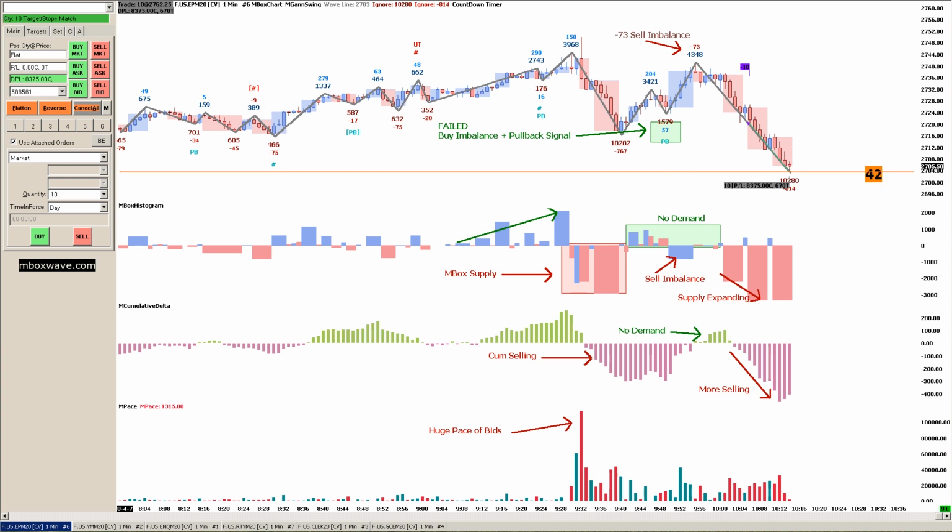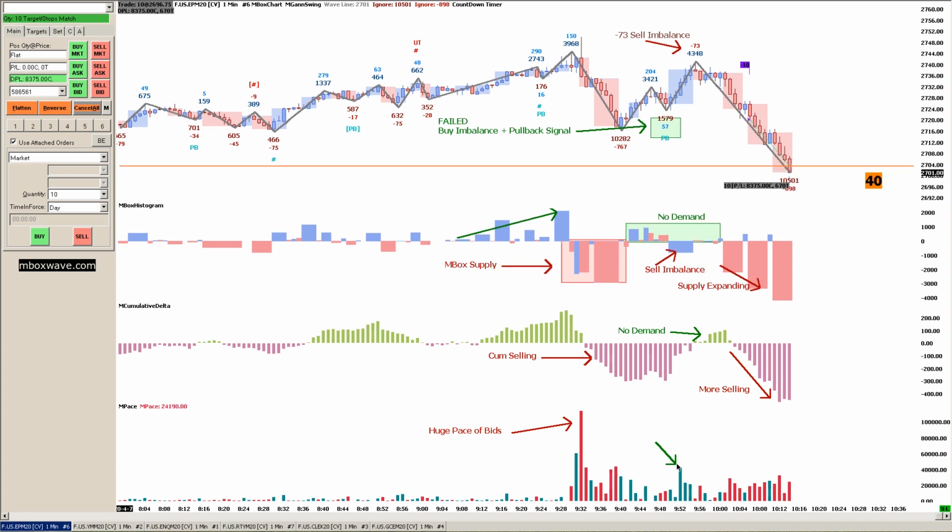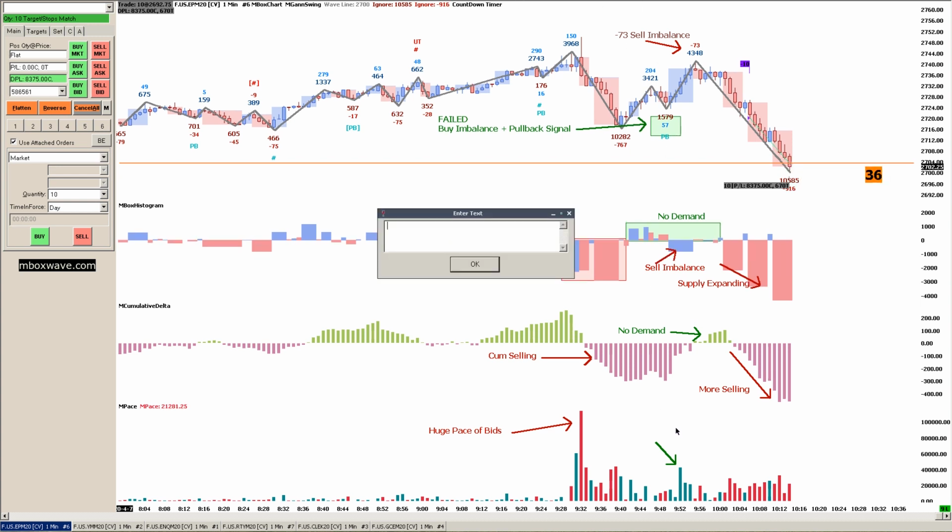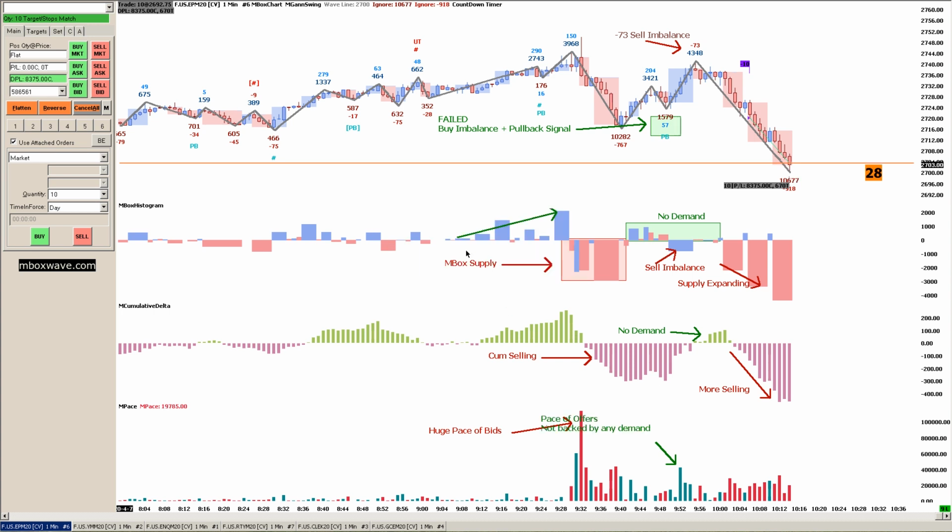So this pace of offers is not backed by any demand. All right. So all the analysis I saw was congruent with the position I took. Now, let's talk about my exit, which just happened here.